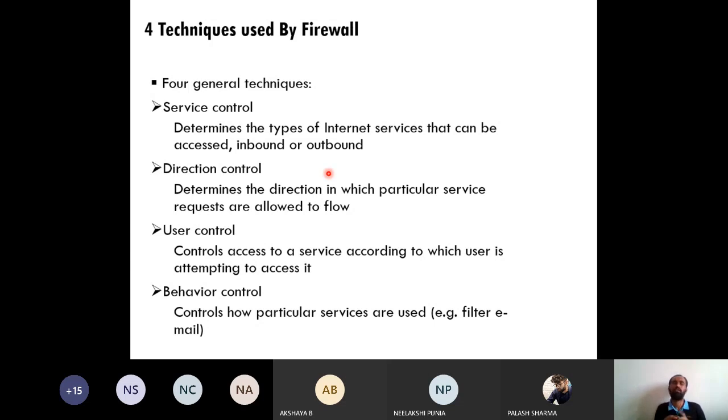The request which moves from outside to the inside will not be monitored in the same way as one from inside to the outside. There is a difference. The third case belongs to the user control.